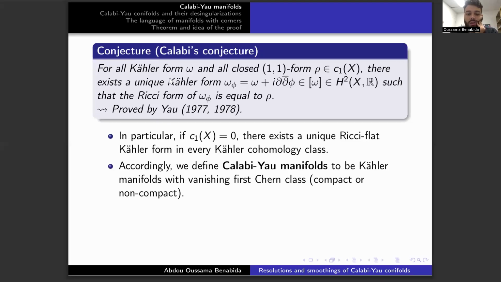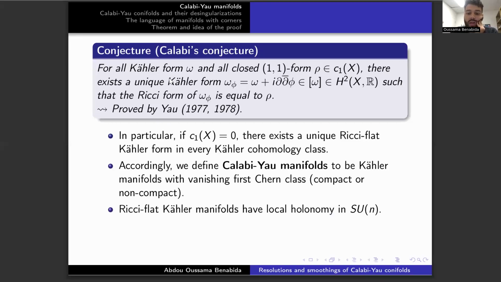So now these manifolds, Calabi-Yau manifolds, meaning Kähler manifolds with vanishing first Chern class, when we look at their Ricci-flat Kähler metrics, these have local holonomy in SU(n). So what I mean by local holonomy is a holonomy generated by just the contractible loops.